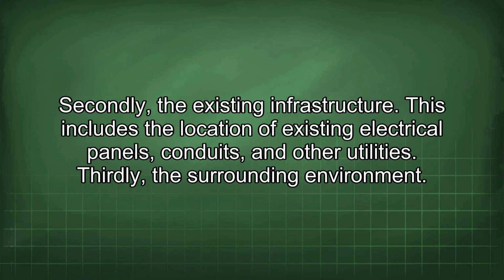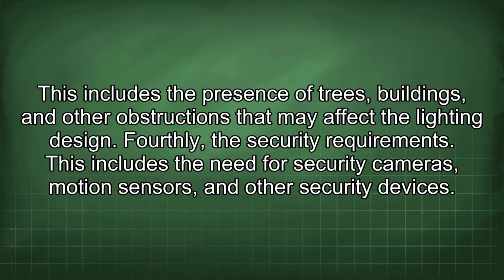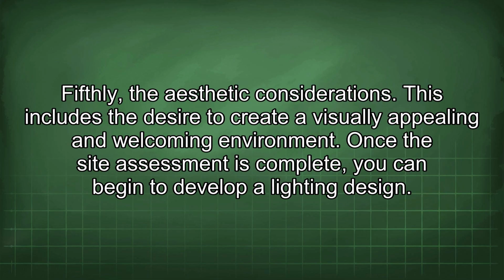Secondly, the existing infrastructure. This includes the location of existing electrical panels, conduits, and other utilities. Thirdly, the surrounding environment. This includes the presence of trees, buildings, and other obstructions that may affect the lighting design. Fourthly, the security requirements. This includes the need for security cameras, motion sensors, and other security devices. Fifthly, the aesthetic considerations. This includes the desire to create a visually appealing and welcoming environment.